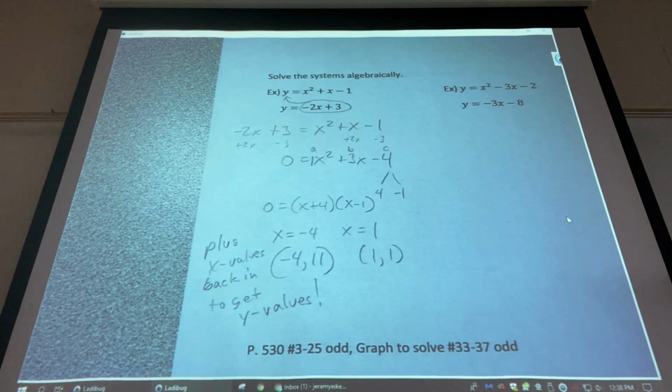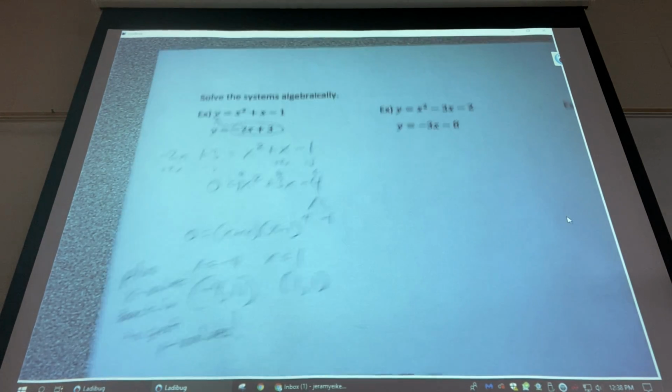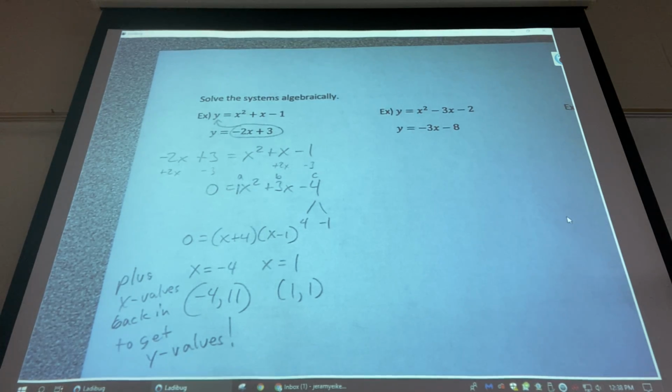Are you guys cool with that? Is it time to go already? What time do we get out? 40. By golly, I guess it is. So, quiz tomorrow for quadratic formula, and we'll finish these notes.